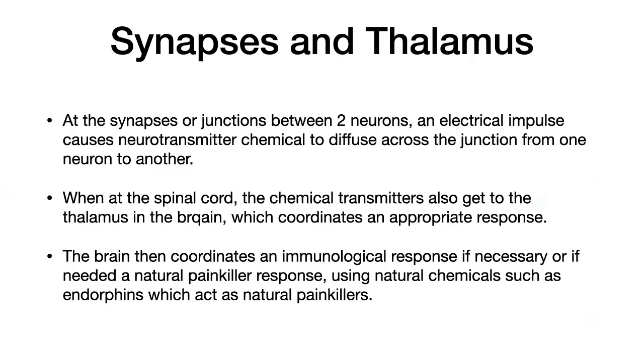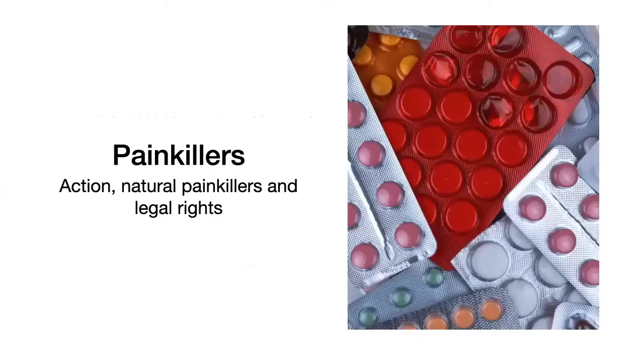The brain then coordinates, as we said, an immunological response if necessary, or if needed, a natural painkiller response, which is set up by endorphins. And when at the spinal cord, the chemical transmitters also get to the thalamus in the brain, which coordinates an appropriate response. So let's talk about painkillers.